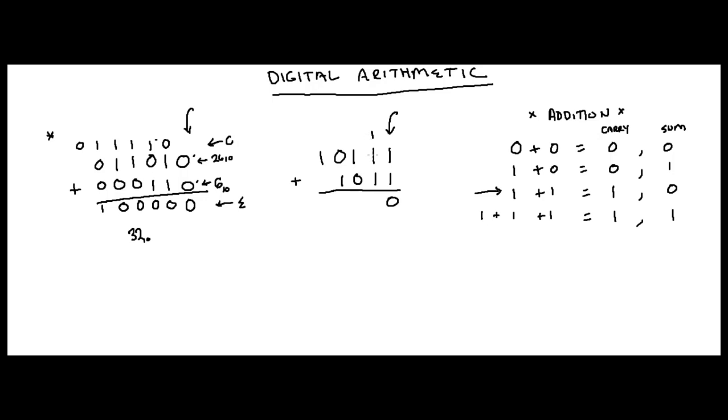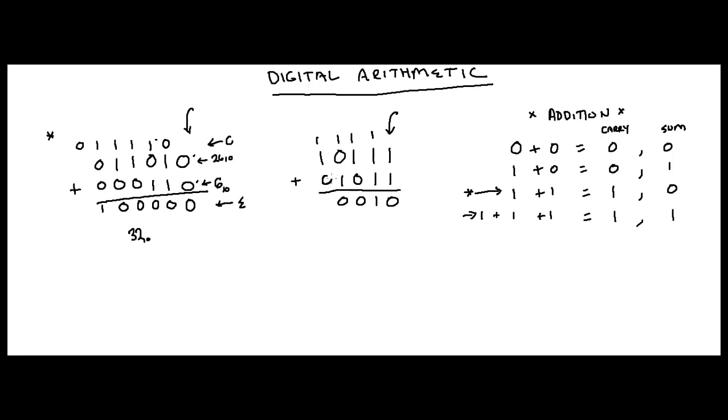Now we have a 1 plus a 1 plus a 1. Looks like we're going to use this rule, aren't we? That means the sum is equal to a 1 and the carry is equal to a 1. Get it? Now you have a 1 plus a 1. That's this rule again. That means your sum is going to be 0. Carry is going to be a 1. Then you have a 1 plus a 0 plus a 1. Again, you can use this rule right here, the sum is going to be a 0. Carry is going to be a 1.